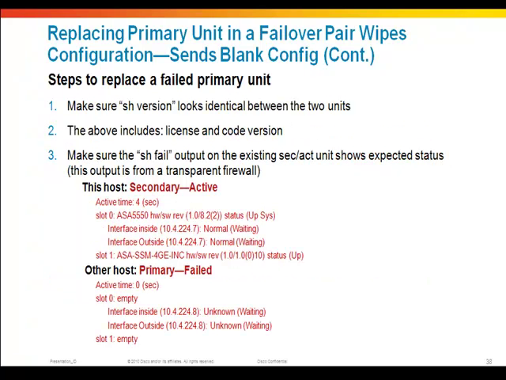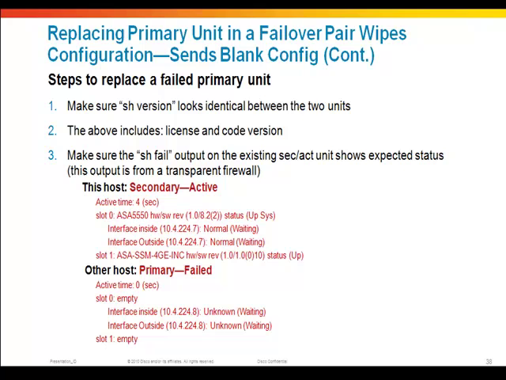Now, how do we avoid this from happening? What do we need to do? So make sure the show version looks identical between the two units, right? That includes license as well as the code version that it is running. Make sure to issue show fail on the existing unit, whichever is the sitting unit. Make sure the status that you see is secondary unit active and primary unit failed. It should not say no failover or any unexpected output for the show fail.